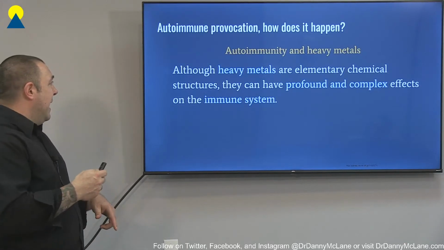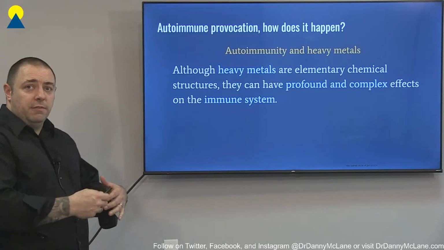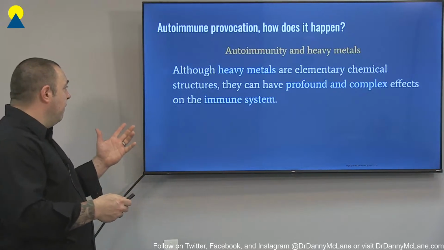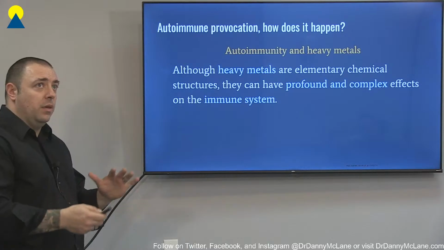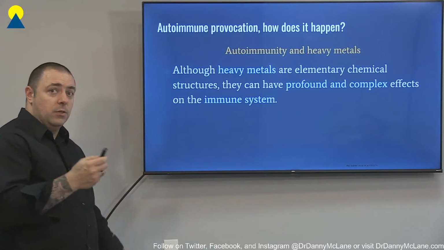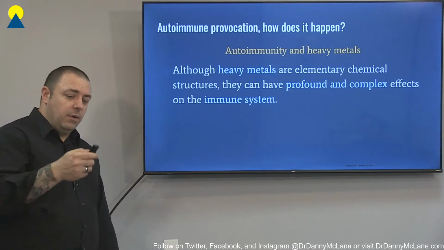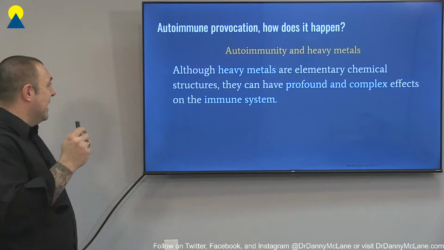Although heavy metals are elementary chemical structures, meaning they're found all around nature, they have profound and complex effects on the immune system. That means they're hard to understand. They do things that are completely unexpected. And that is one of the things that is very regularly and routinely seen in the science.